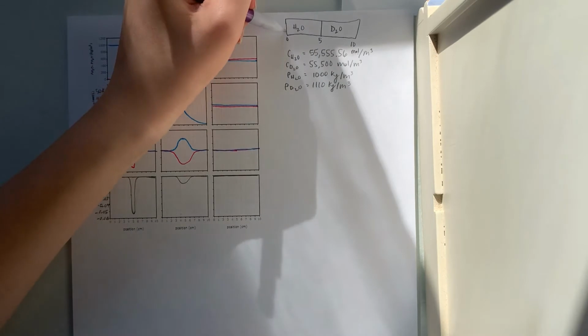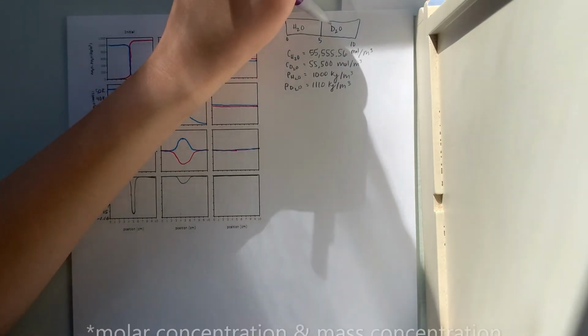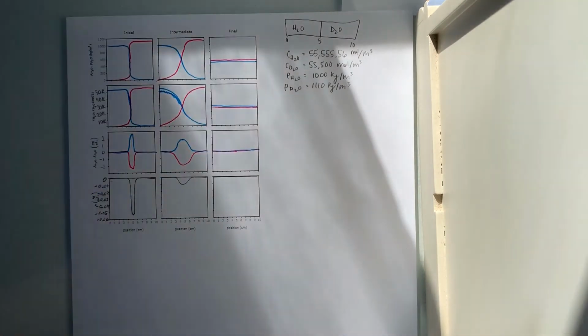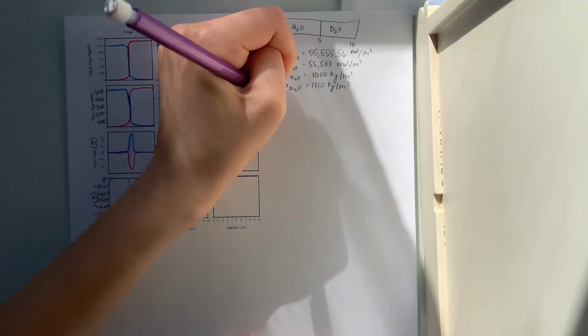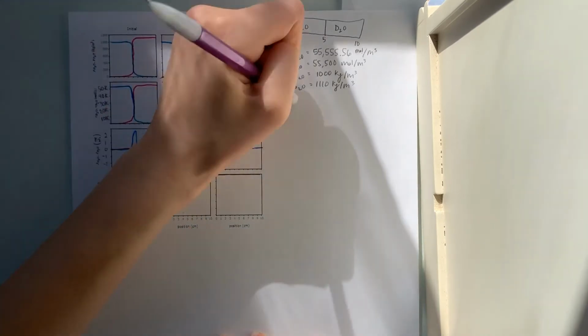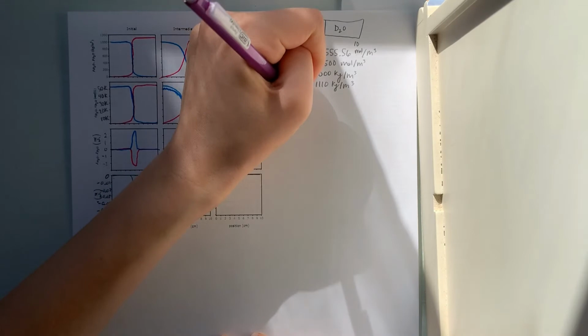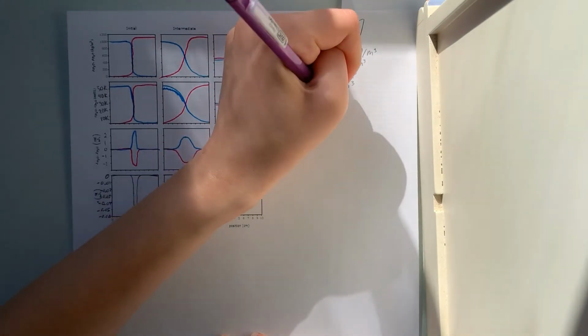In this problem, there's a 10 centimeter long tube, half of which is filled with water and half of which is filled with D2O. The mass concentration and molar concentration of these materials is given. The molar concentration of water and the molar concentration of deuterated water is about the same, at about 55.5 thousand moles per cubic meter.